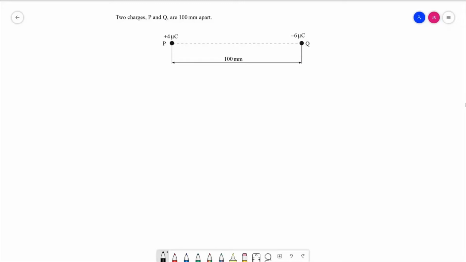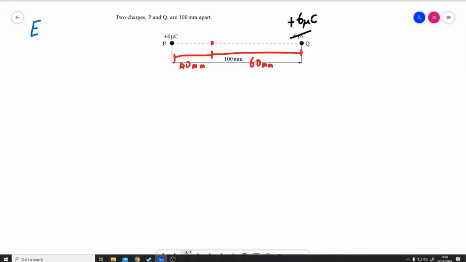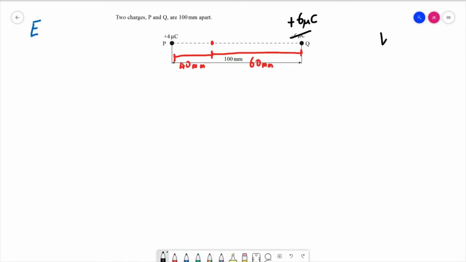Now, to put a slight difference on this question, I'm going to replace the minus 6 microcoulomb charge with a plus 6 microcoulomb charge, and we'll see what difference that makes. We're going to take exactly the same point, which was 40 millimetres from P, and therefore 60 millimetres from Q, and we will work out what the electric field strength at that point is, and what the electric potential at that point is.